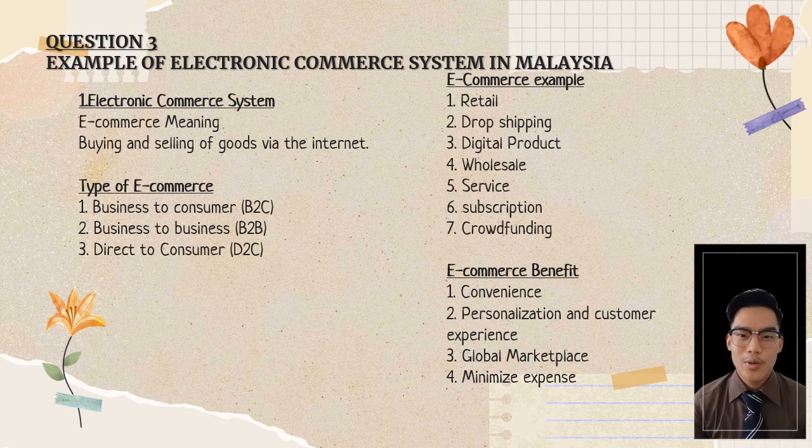So now I will share the examples of e-commerce systems. First, retail, the sale of product directly to the end consumer without an intermediary. Next, dropshipping, the sale of products that are manufactured and shipped to the consumer via a third party.